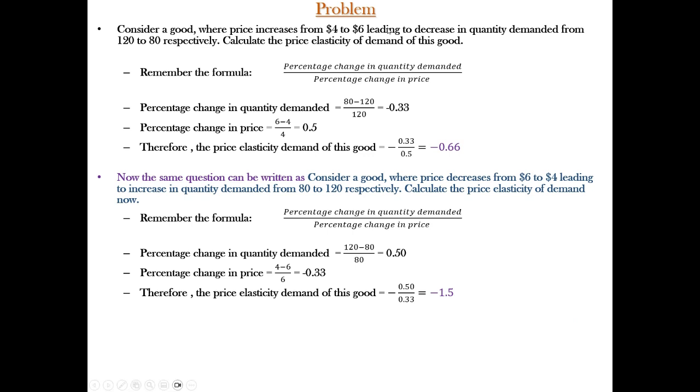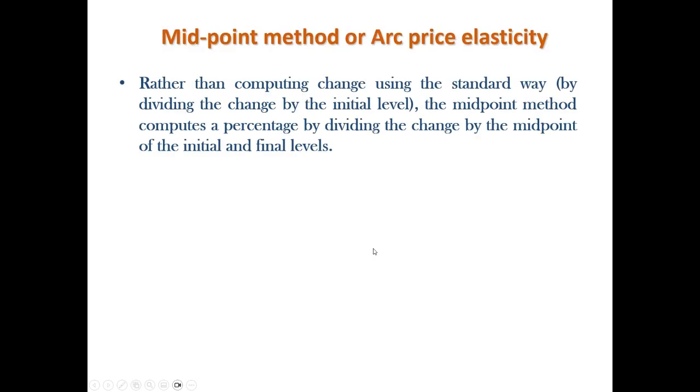Why is that? 4 to 6, 120 to 80, and 6 to 4, 80 to 120 should actually give me the same answer, because I'm just moving across the same points. But no, this is a problem with our formula. So that's why we bring in the midpoint. See this midpoint, I talked about it.